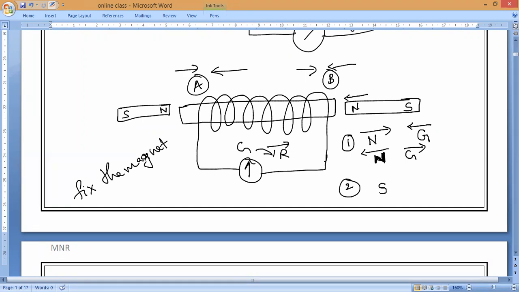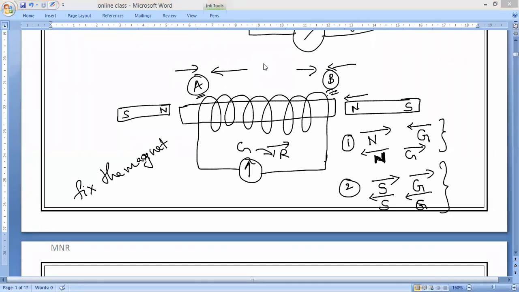Now, if it comes to the south pole, if the south pole is going like this, then the galvanometer deflection is in the same direction. For example, here the south pole is going, then the deflection is also in the same direction. Or if the south pole is going like this, the deflection is also in the same direction. This is for south poles, at either the B point or the A point, and this is for the north pole at the A point or the B point. This is what you have to remember.